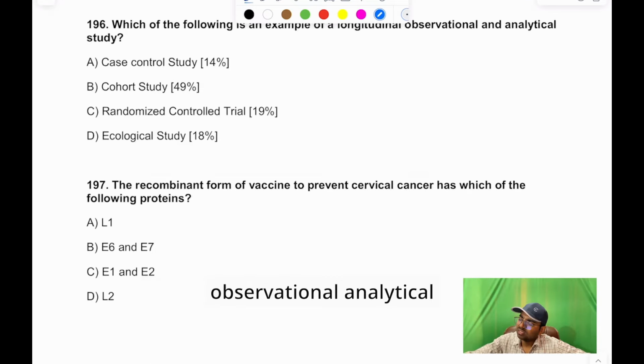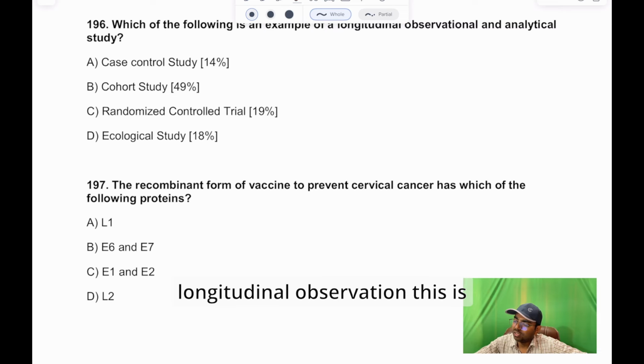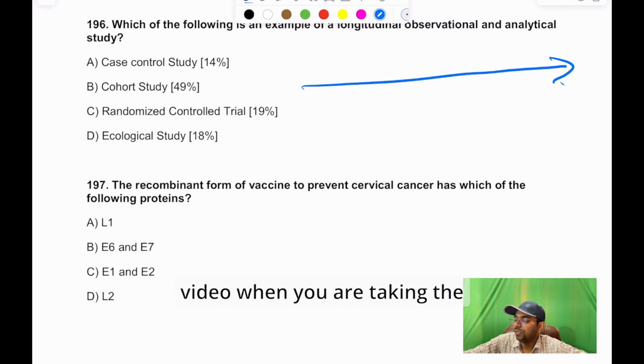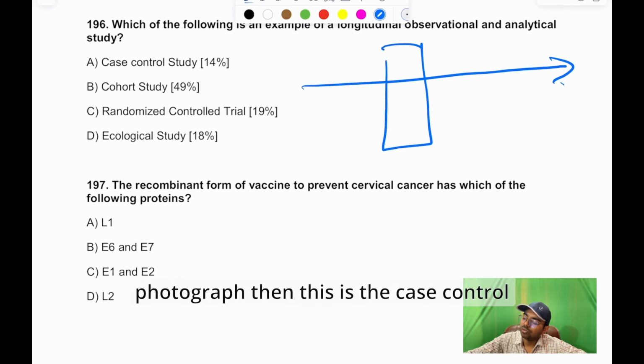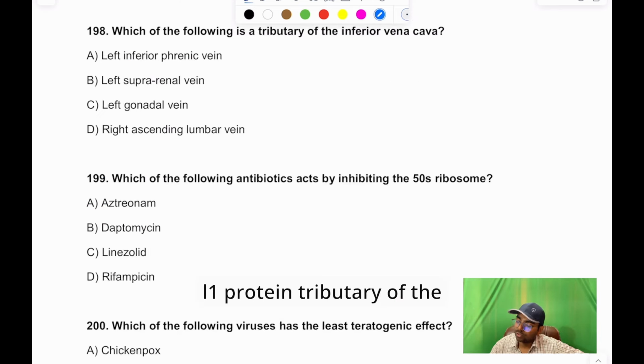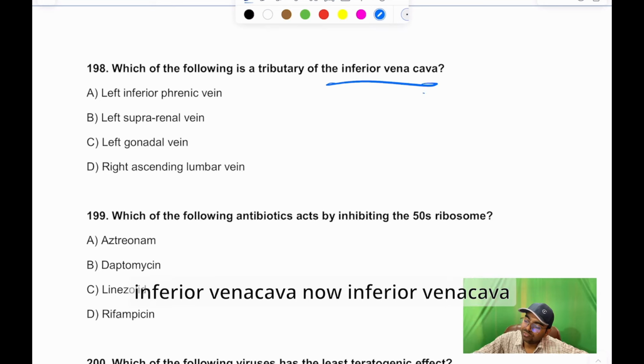See, this is observational, analytical, longitudinal observation. Longitudinal is like you are taking a full video. When you are taking a photograph, then this is the case control. Next, which is a tributary of the inferior vena cava at the L1 level?